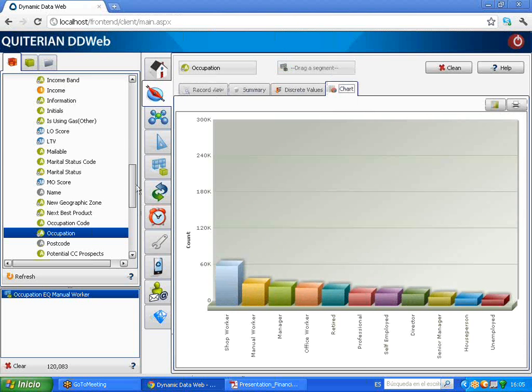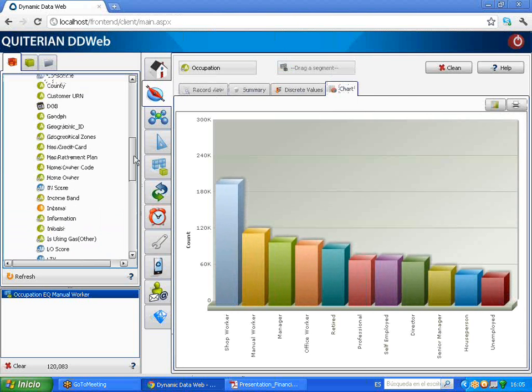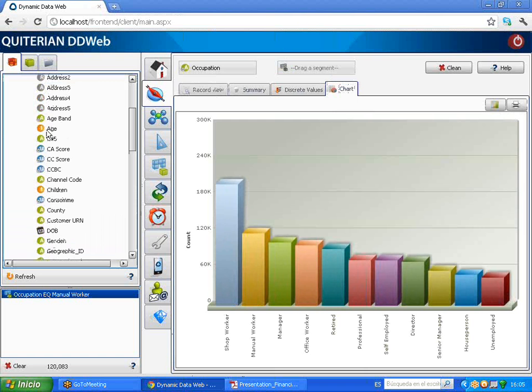But let's go again, for example, to see a discrete value, for example the age. I want to see the age.